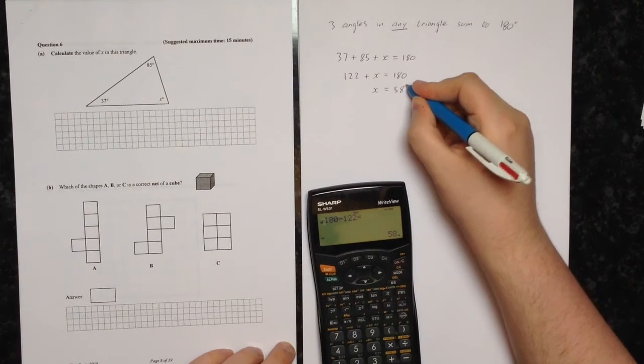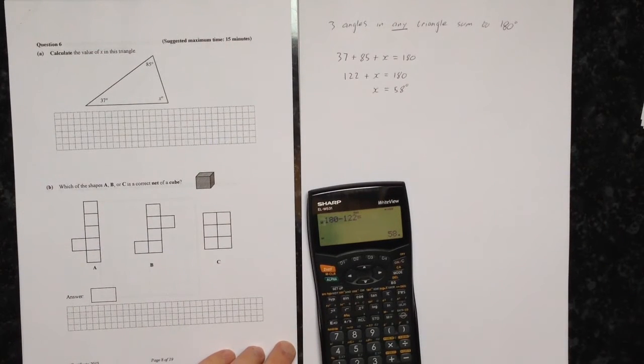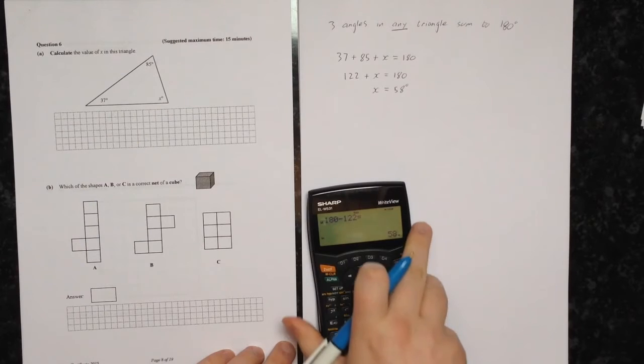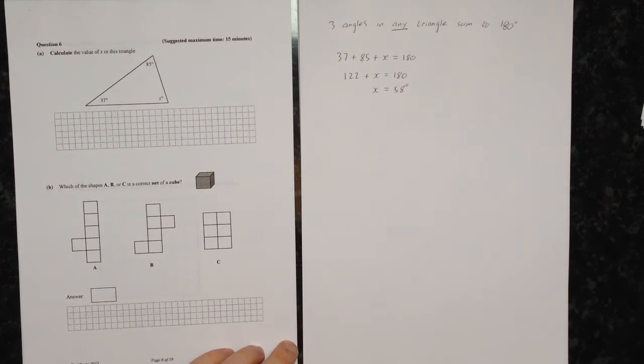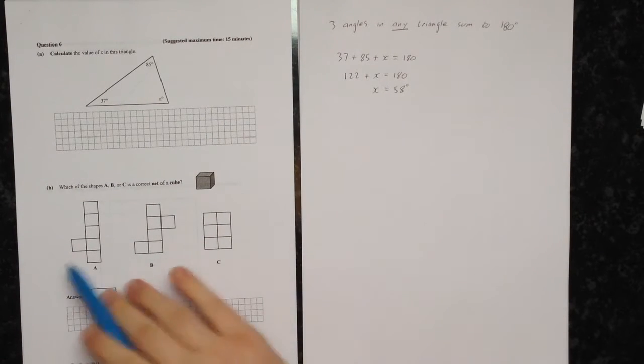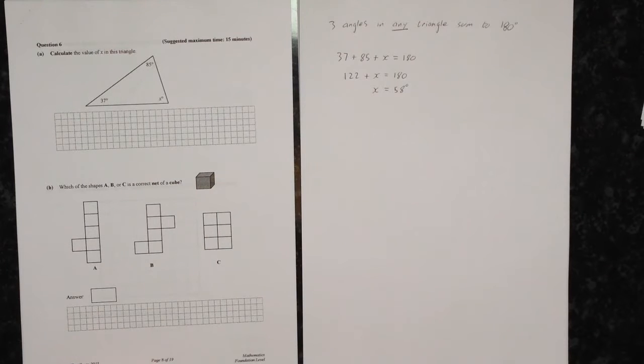And because it's an angle, that's 58 degrees. Now, part B asks which of the shapes A, B, or C is the correct net of a cube. So what they're asking us is, if you unfold a cube, which one of these shapes can you get? And you can only get one of them.